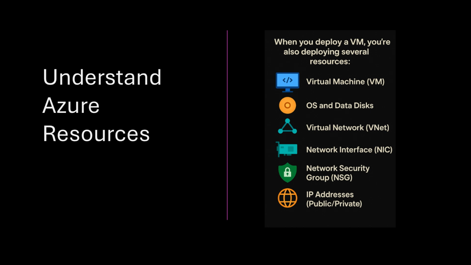To connect the VM to your network, Azure automatically adds a network interface. This acts like a virtual network card, enabling communication with other devices in your VNet or the internet if configured. For traffic control, a network security group is essential. It lets you define inbound and outbound rules, similar to a firewall, so you can control what traffic reaches your VM and what's allowed out.